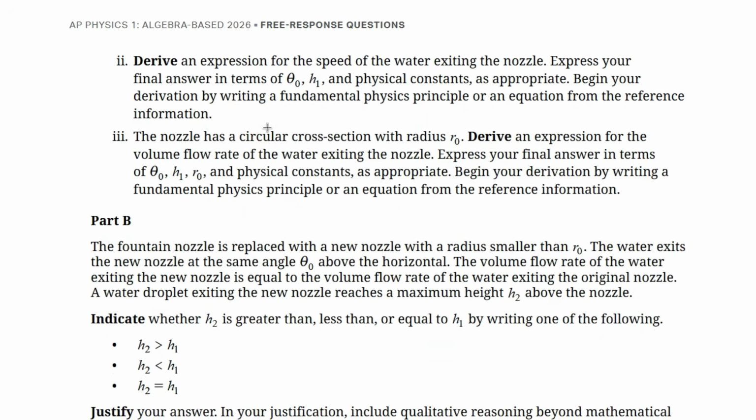Part 2I. Derive an expression for the speed of the water exiting the nozzle. Express your final answer in terms of theta naught, h1, and physical constants as appropriate. Begin your derivation by writing a fundamental physics principle or an equation from the reference information.